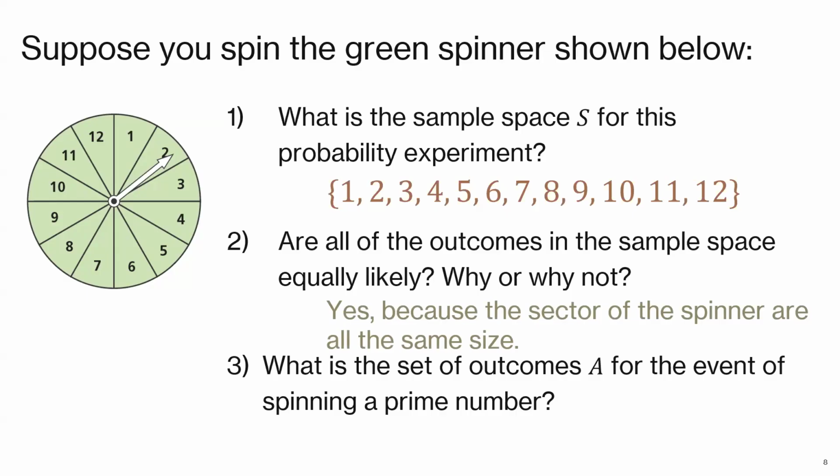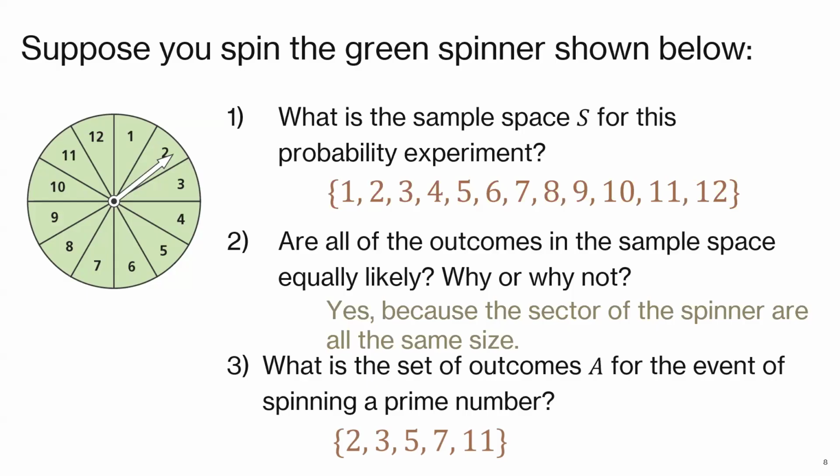And then in this next part, it says, what is the set of outcomes A for the event of spinning a prime number? So you'd look at your options 1 through 12, pick out which of those are prime numbers, and list them. All of the prime numbers between 1 and 12 are 2, 3, 5, 7, and 11. So that's our set of outcomes for this version of event A.